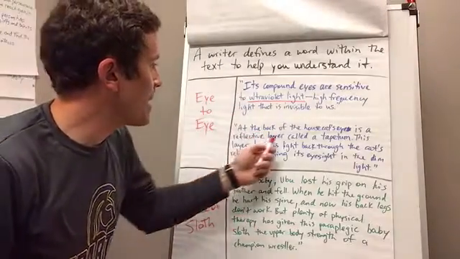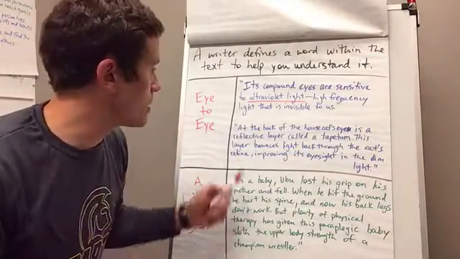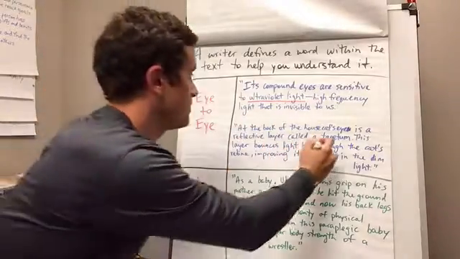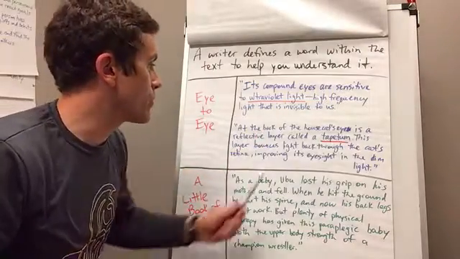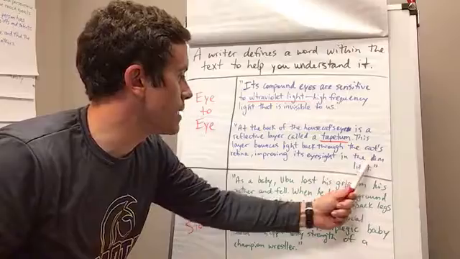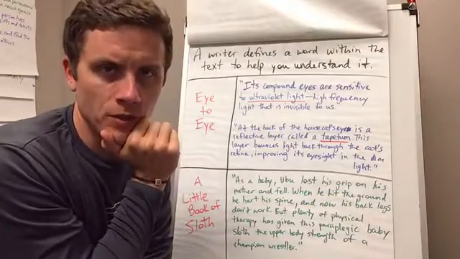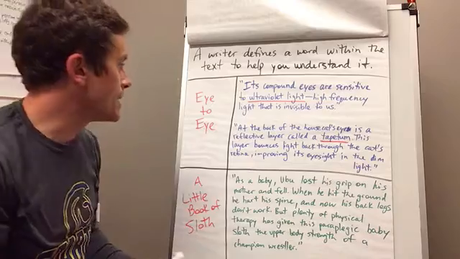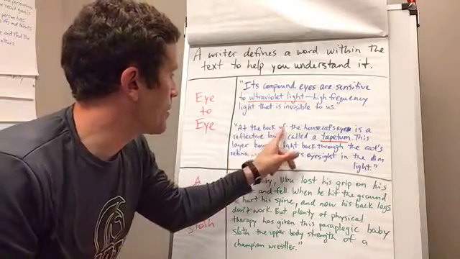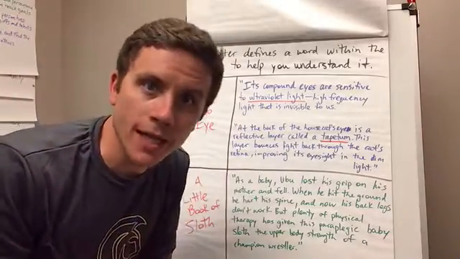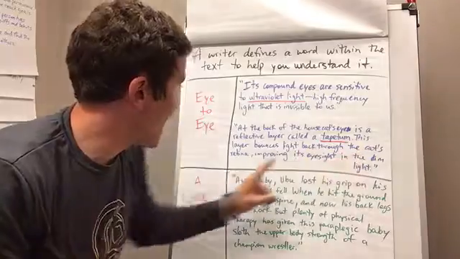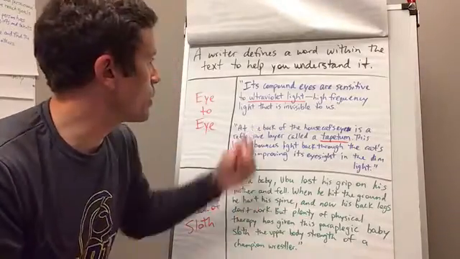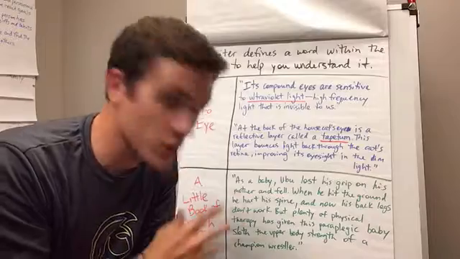So now let's repeat this process with another sentence here. At the back of the house cat's eye is a reflective layer called a tapetum. This layer bounces back light through the cat's retina, improving its eyesight in the dim light. Now, how could I learn the meaning of a word I don't know, such as tapetum? Well, I can look here and I can see, oh, it's a reflective layer in the back of the house cat's eye. And you know what this layer does? This layer bounces light back through the cat's retina in order to improve its eyesight in dim light. Can you believe it? We just used it within the sentence, within the paragraph. Well, that's what can happen sometimes.